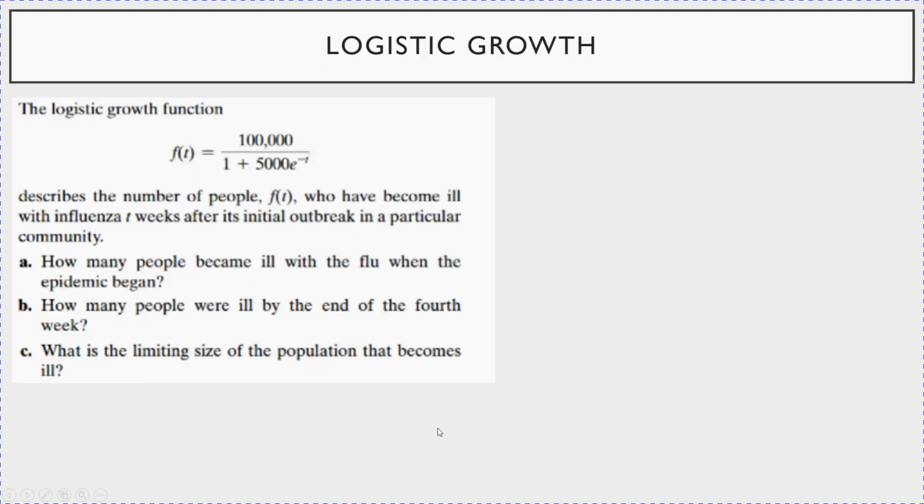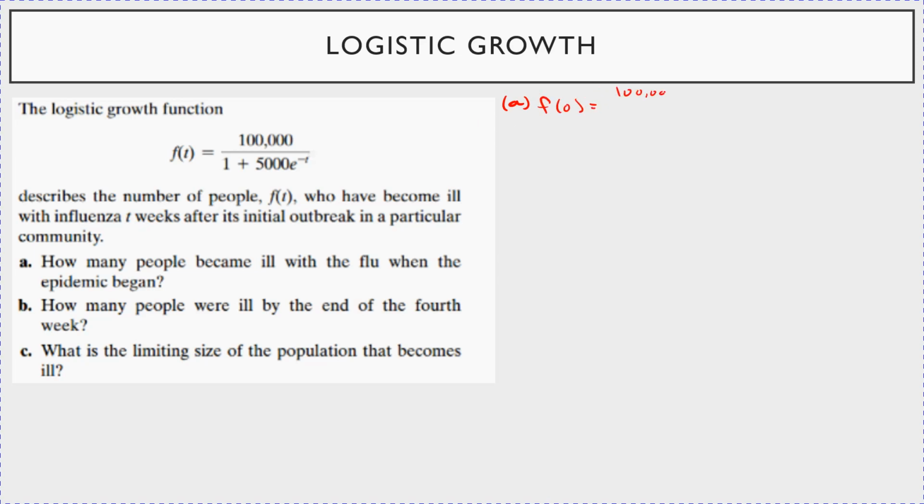All right, so this one, the logistic growth function f of t is equal to 100,000 divided by 1 plus 5,000 times e to the negative t, describes the number of people, f of t, who have become ill with influenza t weeks after its initial outbreak in a particular community. Here's the first question. A, how many people became ill when the epidemic began? Well, that's t weeks after the initial outbreak, so this is just asking you to find f of 0. So it's literally asking you to plug 0 into this.